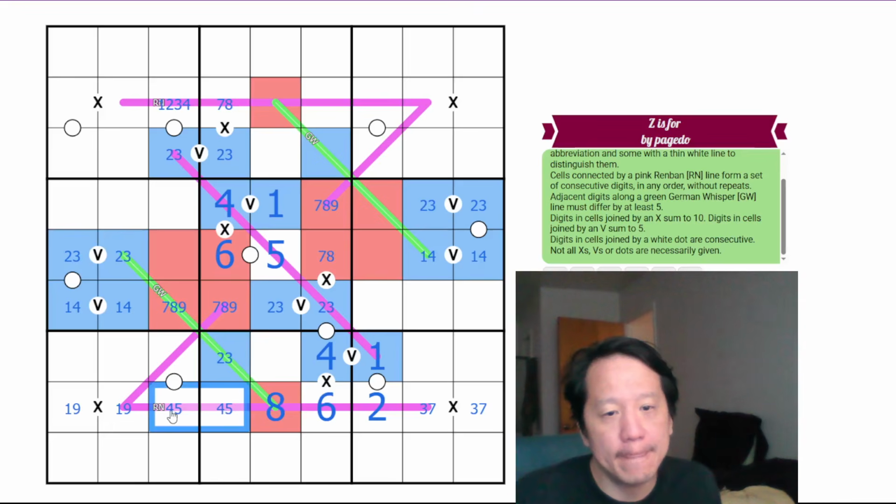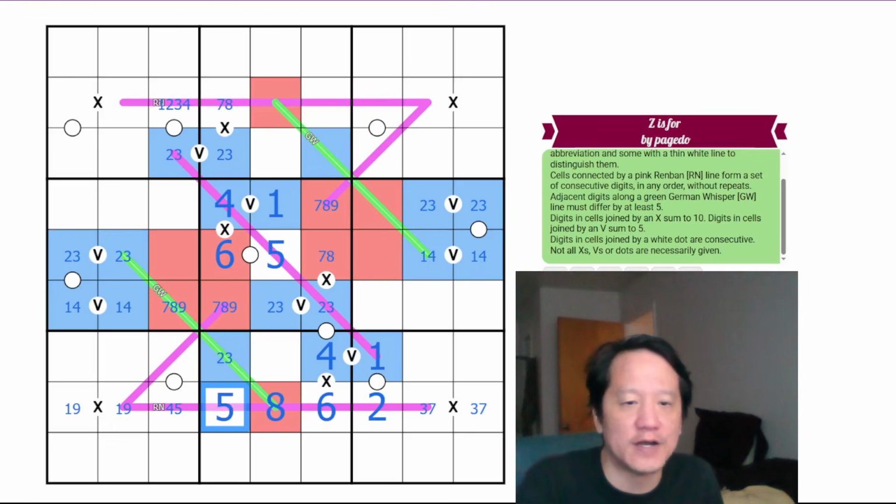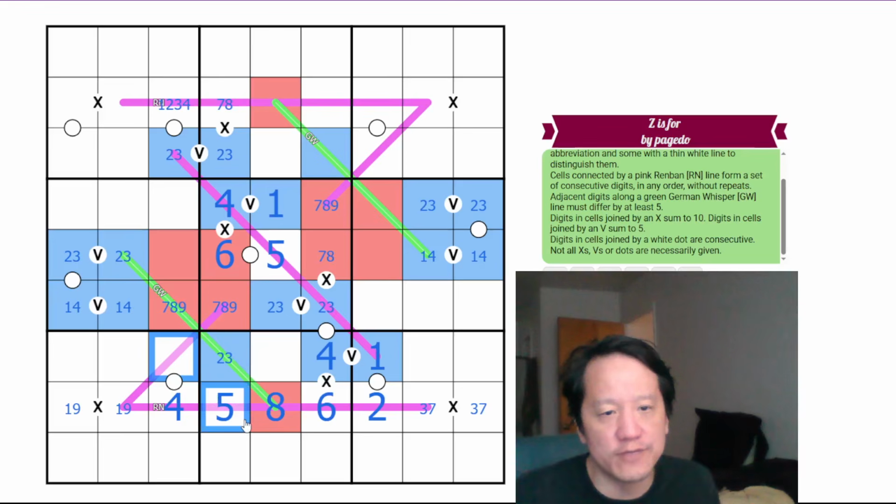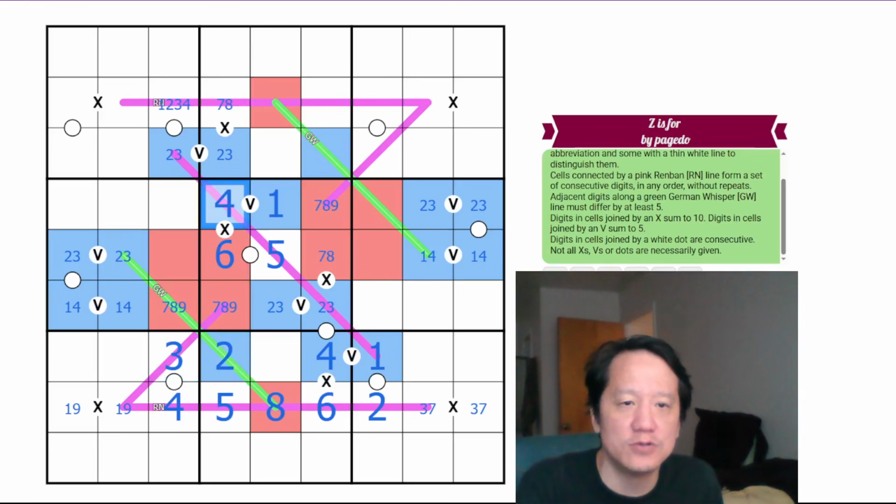Well, that means we have a 4, 5 pair, and 4 eliminates 4 here. So this is 5, which makes this 4. 4 is only consecutive with 3 and 5, but we can't have repeats on the Renban. So this can't be 5 here. This must be 3, which makes this 2. So that makes this 3 and 7, adding up to 10.